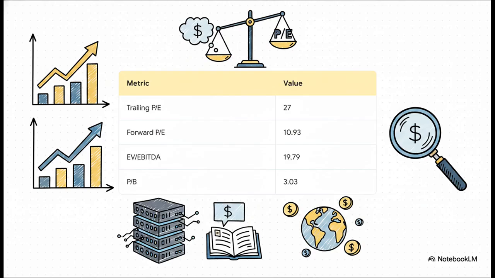Now, while we don't have listed peers directly in our source documents, we would normally weigh these against that assumed hardware peer group we just talked about. At a glance, though, an EV to EBITDA of nearly 20 suggests the market is still pricing in quite a premium for operations, even with the recent drop in the stock price.